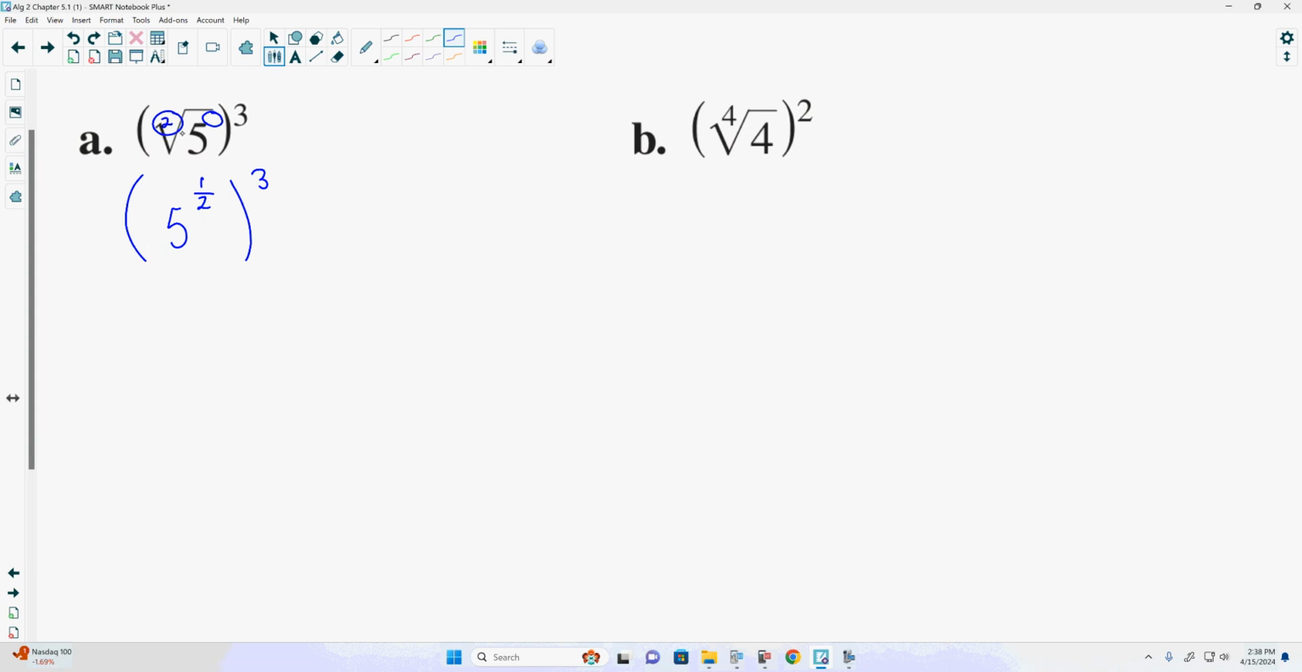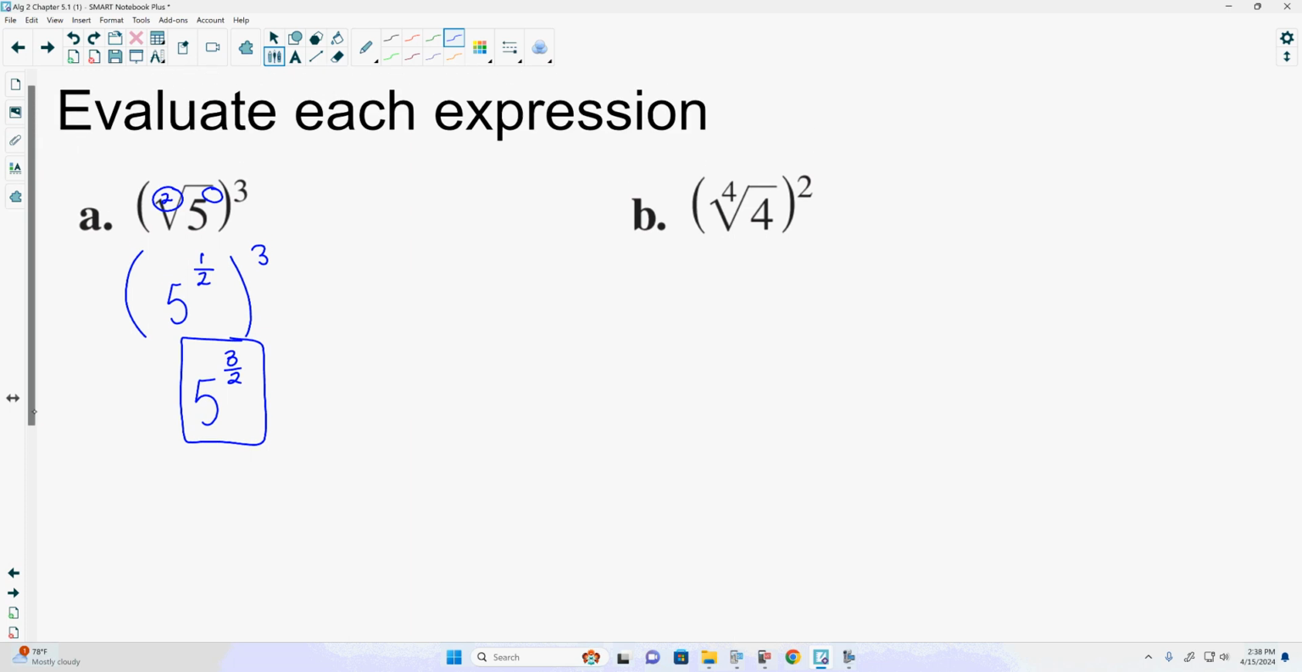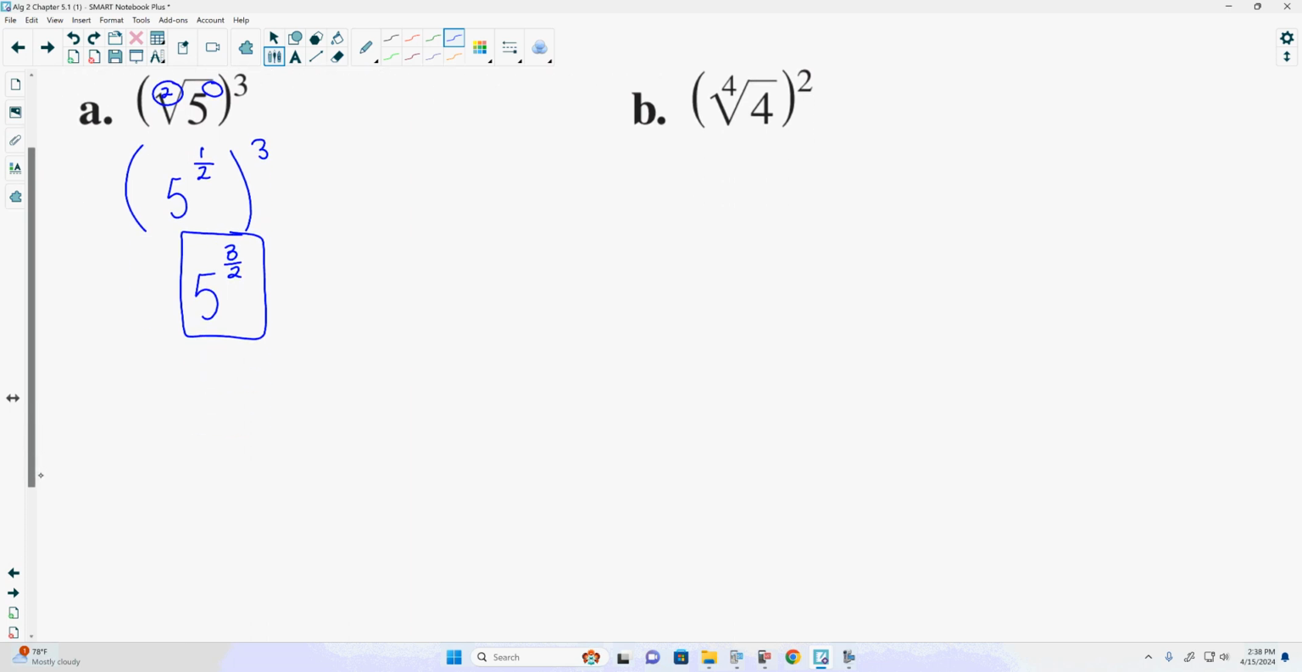Powers of powers. Multiply. So 5 to the 1/2 to the third, or 1/2 and 3 multiply together to give us 1.5 or 3/2. And that's as far as we're going to take this here, because we could convert it to a decimal, and if it did ask us to evaluate this rounded to 3 decimal places, we would do that.